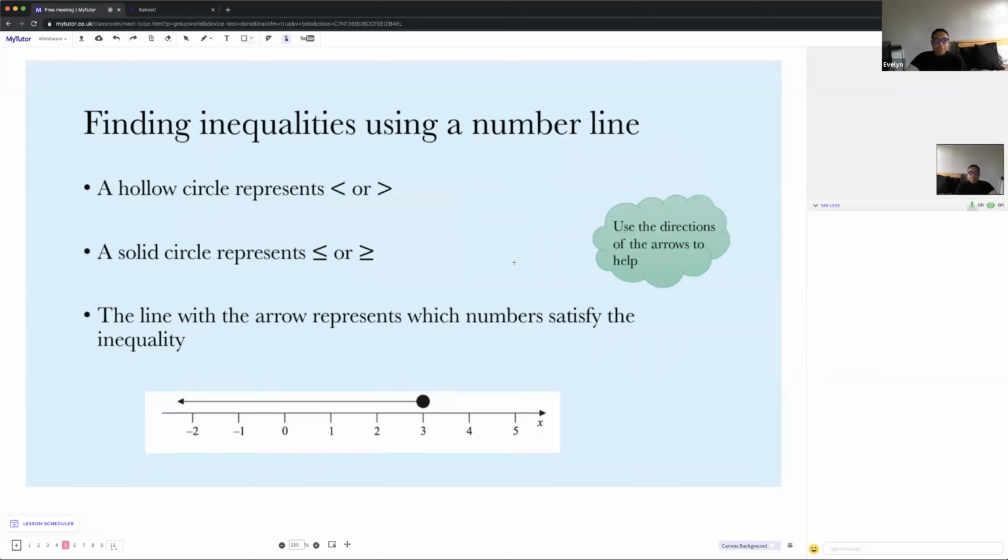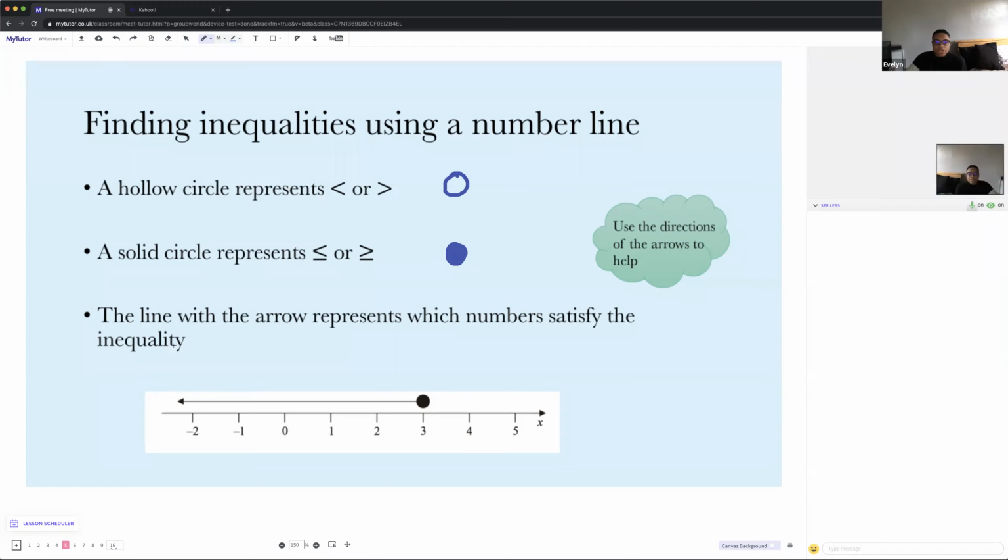Now, finding inequalities using a number line. A lot of the time with inequalities, they do ask you to draw it on a number line and represent inequalities on a number line. To do this, you can either have a solid circle or a hollow circle. So if I just quickly show you what I mean by this, a hollow circle looks like this. It's not colored in. Now this represents a less than or greater than sign, but a solid circle is one that is colored in. So this is going to be less than or equal to or greater than or equal to.